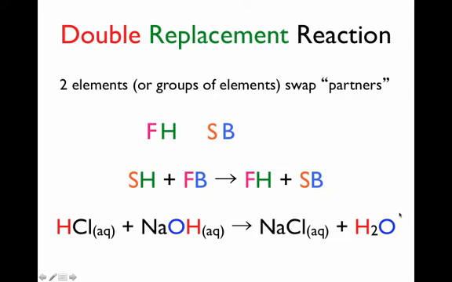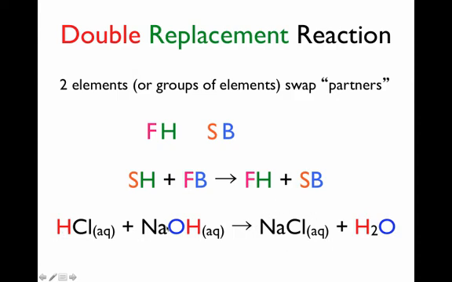A more specific example of a double replacement is shown here. Hydrochloric acid, that's HCl here, mixed with this material here, which is called sodium hydroxide. Under these conditions, the H over here with the Cl ends up pairing up with the OH. And the Na, which is also known as sodium, ends up pairing with the chlorine. So Na goes with the chlorine, and it makes sodium chloride, which is also known as table salt.